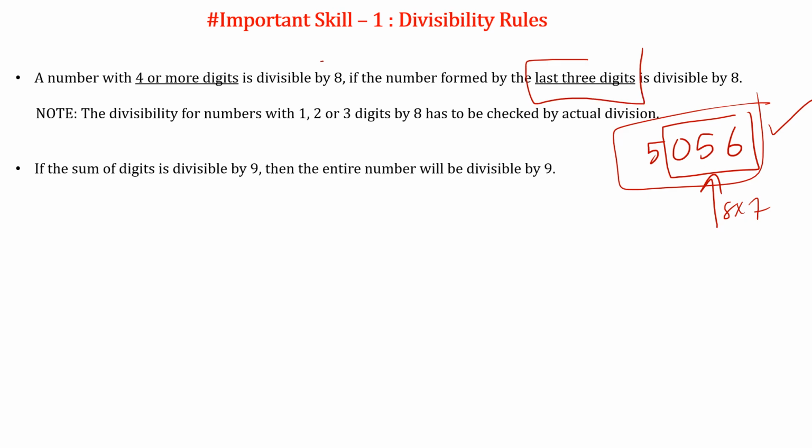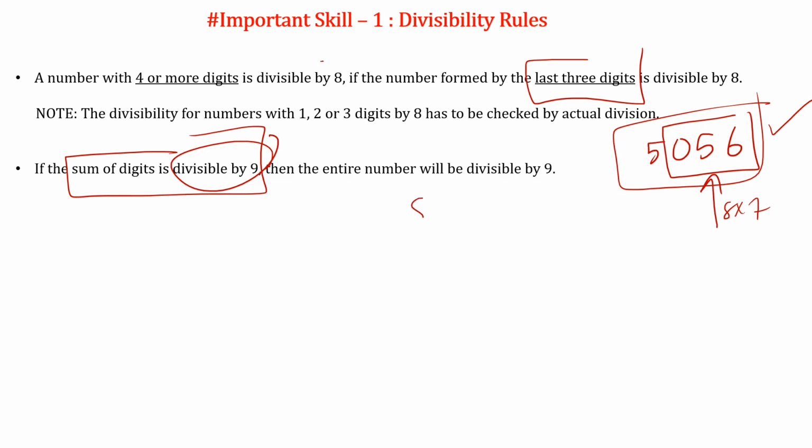Okay. And if we just have 1 or 2 or 3 digits, then we have to check it by actual division. Okay. Now coming to the divisibility rule for 9, it is once again like 3. If the sum of the digits is divisible by 9, then the number is divisible by 9.